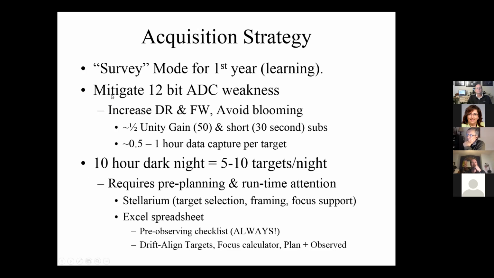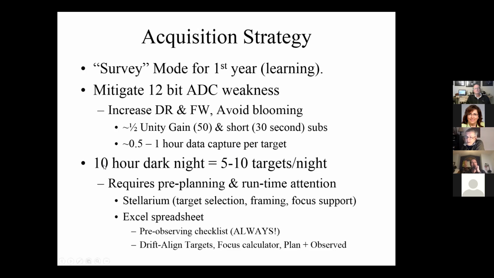The next kind of big strategy factor is mitigating that 12-bit A to D weakness. So I talked about increasing the dynamic range and the full well. I want to avoid blooming. And so I'm using, again, a little less than half unity gain, 50, and short 30-second subs, and then I'm stacking. For me, empirically, I thought I would spend a half hour to an hour of data capture per target, and that gets me in the ballpark. It gets an image, may not get a great image, but it gets a decent image. And that's where I've been kind of living, making my bread and butter.